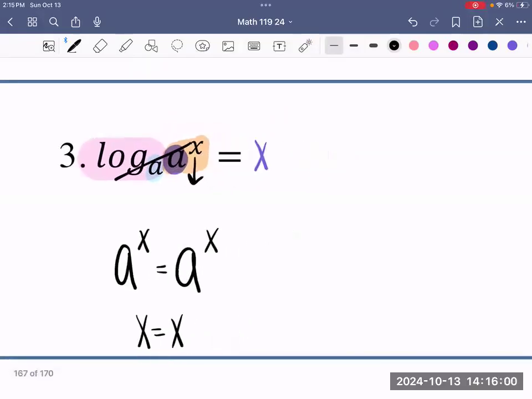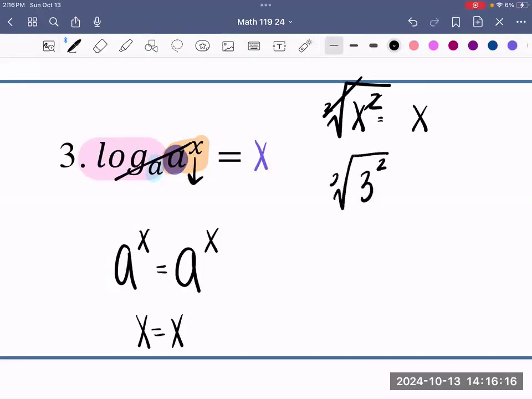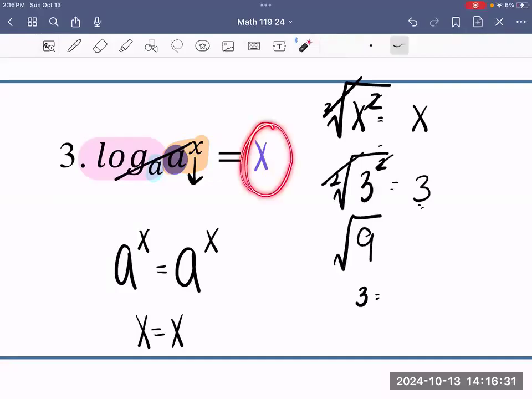Think about x squared under a square root, right? Well, they both cancel each other out, and it just comes out to x. So if we had 2 squared, or if we had 3 squared underneath a square root, right, they're going to cancel, and it'll just be equal to 3. You don't need to actually say, okay, well, this is 9, square root of 9 is really 3. It's just using that inverse property to your advantage and just getting your x equal.